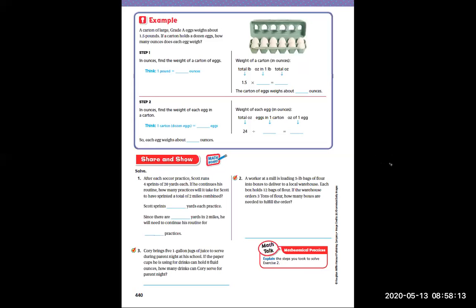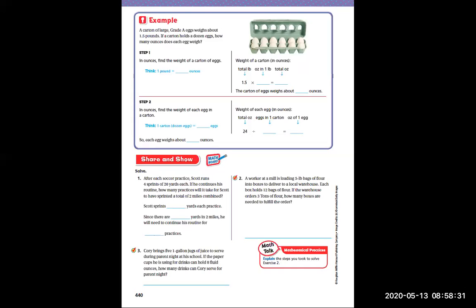Okay, let's go to the next page, page 440, and we have a carton of eggs, grade A eggs, and they weigh about 1 5/10 pounds. If a carton holds a dozen eggs, how many ounces does each egg weigh?